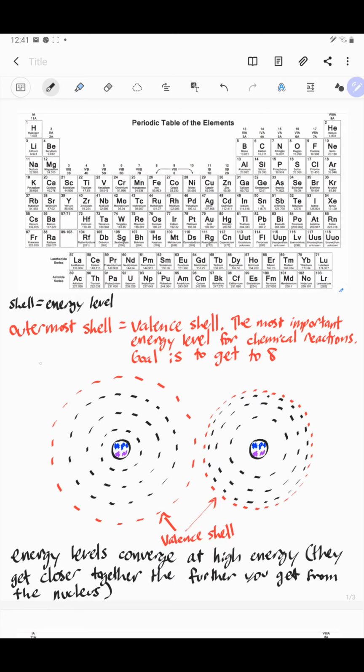And when I'm talking about the first shell, I'm talking about the one closest to the nucleus, so that's one right there. And then this would be the second shell, this would be the third shell, and this would be the valence shell. But let's talk about why the first shell only holds 2 electrons. So let's look at our periodic table up here and look at the first row of the periodic table. So row 1, this one right here.